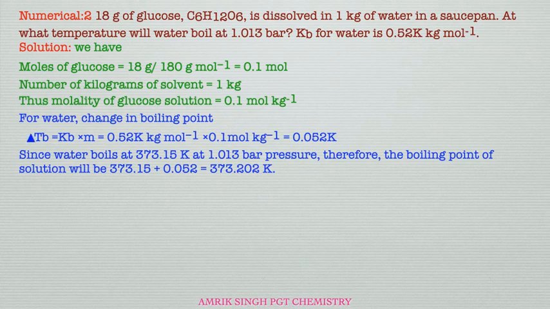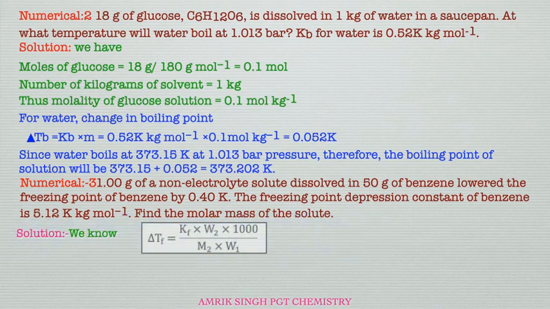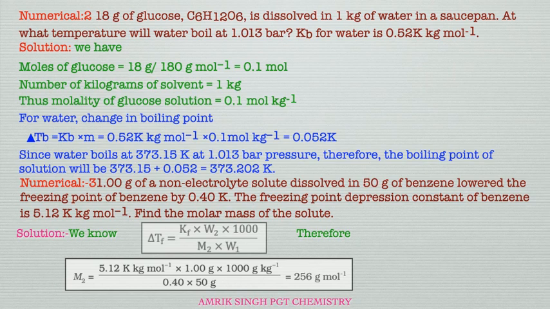And the next numerical is for depression in freezing point. 1 gram of non-volatile, non-electrolyte solute dissolved in 50 gram of benzene lowered the freezing point of benzene by 0.40 Kelvin. The freezing point depression constant for benzene is 5.12 K kg per mole. Find the molar mass of solute. We know the formula for depression in freezing point, and putting all these values of KF, W2, and so on, we will get M2 here, and that will be 256 gram per mole.